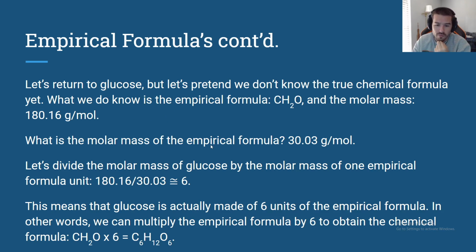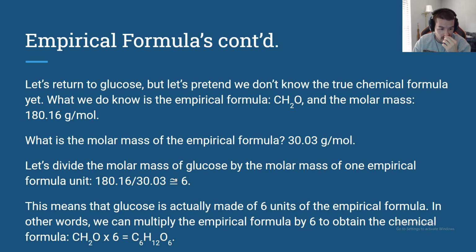So what is the molar mass of that empirical formula? 1 carbon plus 2 hydrogens plus 1 oxygen, you get 30.03 grams per mole. So let's do that division. Let's divide the molar mass of glucose by the molar mass of one empirical formula unit, 180.16 divided by 30.03. We get approximately 6. I believe the number is actually like 5.999 something. So we get approximately 6.